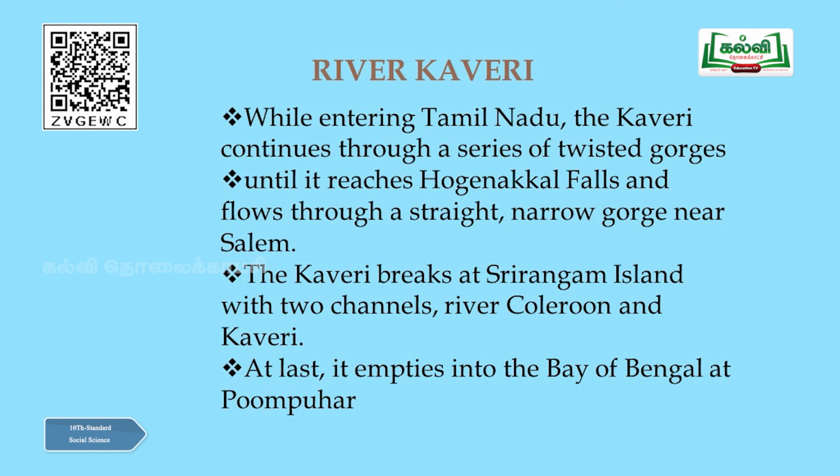The Kaveri breaks at Srirangam Island into two channels. One is river Kollidam and another one is river Kaveri. At last it empties into the Bay of Bengal at Poompuhar. Poompuhar was one of the flourishing capitals of the early Chola Empire.